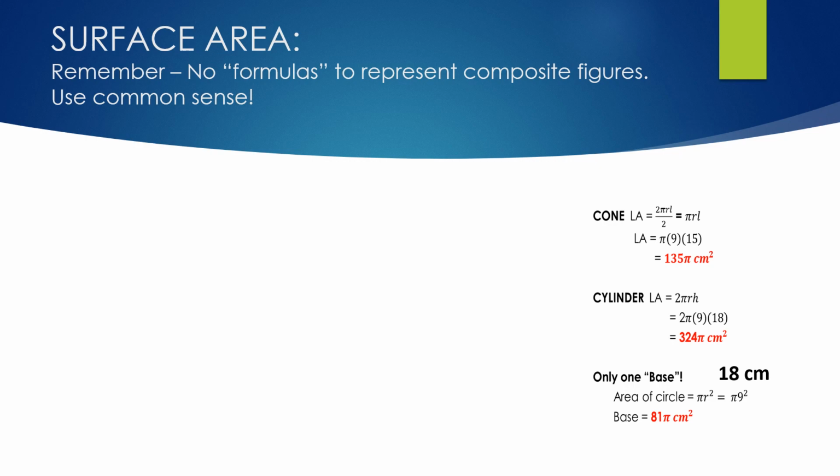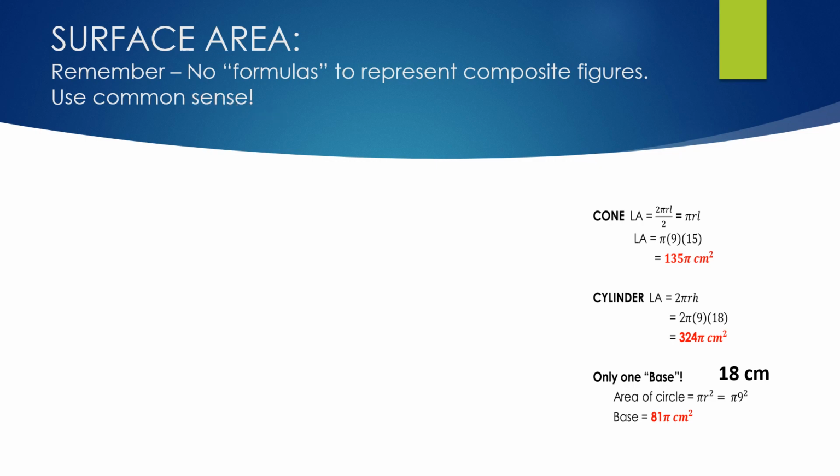But for the surface area, this figure right here, it looks like we have a cone on the top and a cylinder on the bottom. So we have formulas for the surface area of a cone and formulas for the surface area of a cylinder, but we don't really have any formulas to represent composite figures, right? So we kind of just have to use our common sense for surface area.